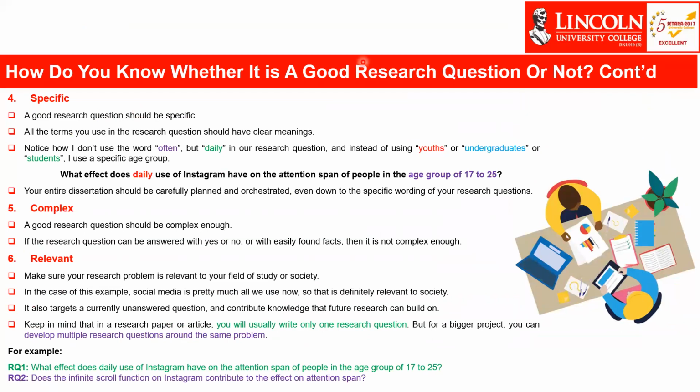And another point on the checklist is specific. A good research question should be specific. All the terms you use in the research question should have clear meanings. Okay. Notice how I don't use the word often, but I use daily. What effect does daily use of Instagram have in our research question? So instead of using youths or undergraduates or students, I use a specific age group, which is the age group of 17 to 25. Your entire dissertation should be carefully planned and orchestrated, even down to the specific wording of your research questions. And the next point is complex.